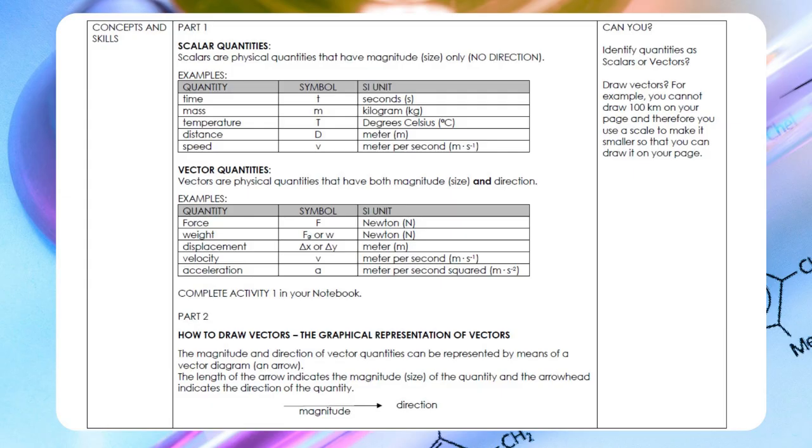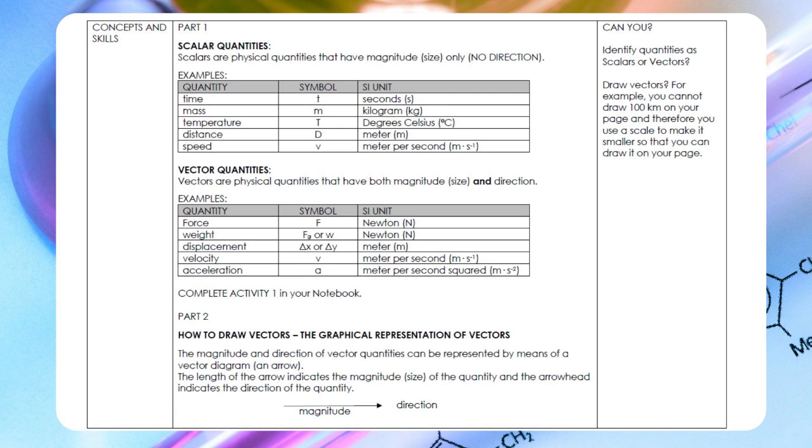Concepts and skills. Part 1. Scalar quantities. Scalars are physical quantities that have magnitude, size, only, and no direction. Examples: quantity, symbol, SI unit. Time, t, seconds, s. Mass, m, kilogram, kg. Temperature, T, degrees Celsius, °C. Distance, d, meter, m. Speed, v, meter per second, m·s⁻¹.